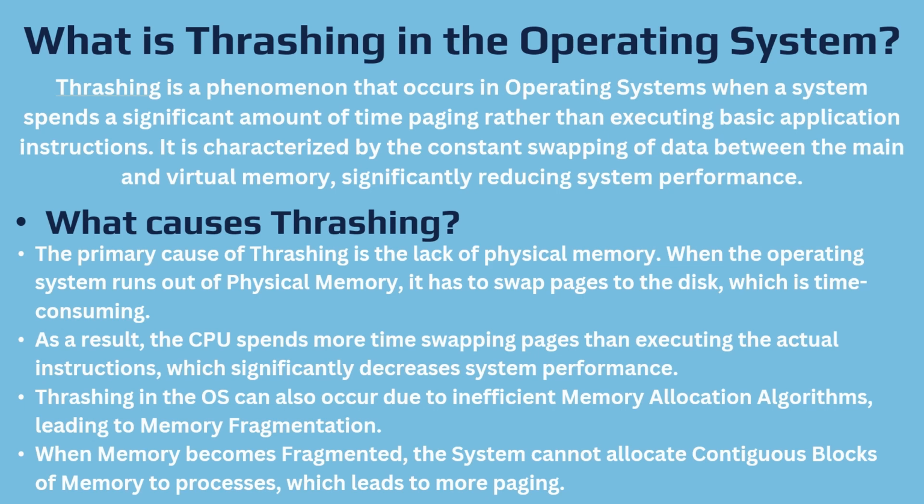The primary cause of thrashing is the lack of physical memory. When the operating system runs out of physical memory, it has to swap pages to the disk, which is time consuming. As a result, the CPU spends more time swapping pages than executing the actual instructions, which significantly decreases system performance. Thrashing can also occur due to inefficient memory allocation algorithms, leading to memory fragmentation. When memory becomes fragmented, the system cannot allocate contiguous blocks of memory to processes, which leads to more paging.